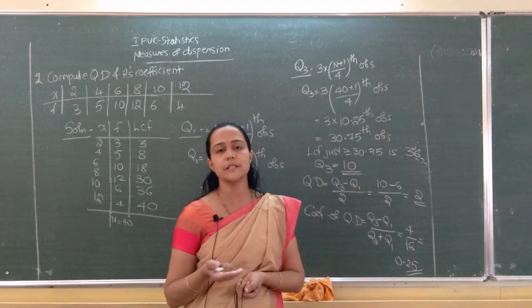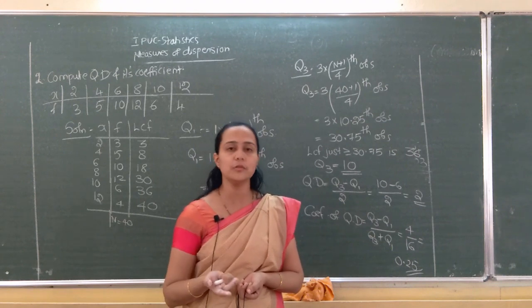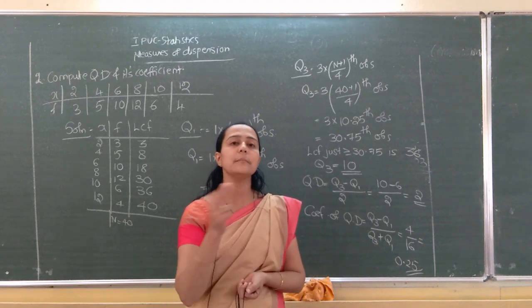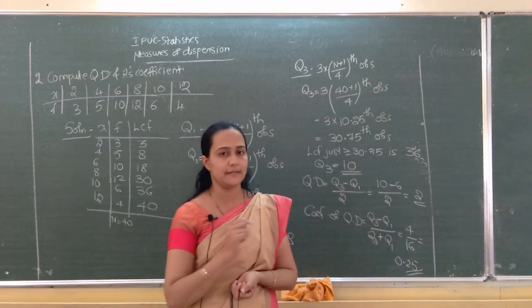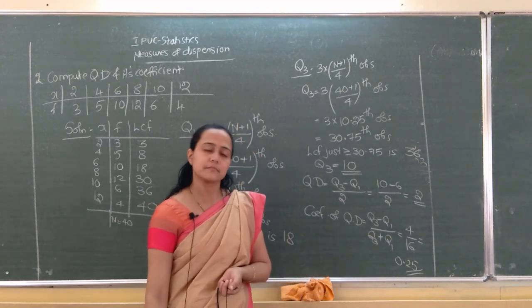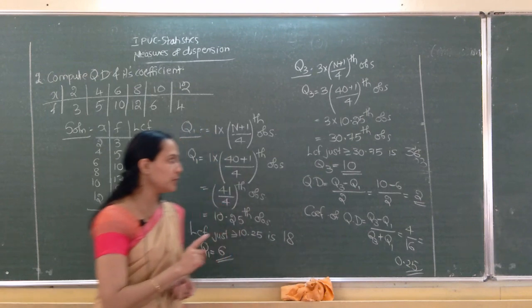In the relative measure, it is independent of units. For comparing the variability of two series, we use the second one. Clear na? We will do one more problem.